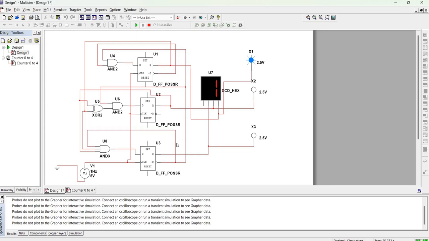in Multisim. And then we have also looked at how you can design it step by step.